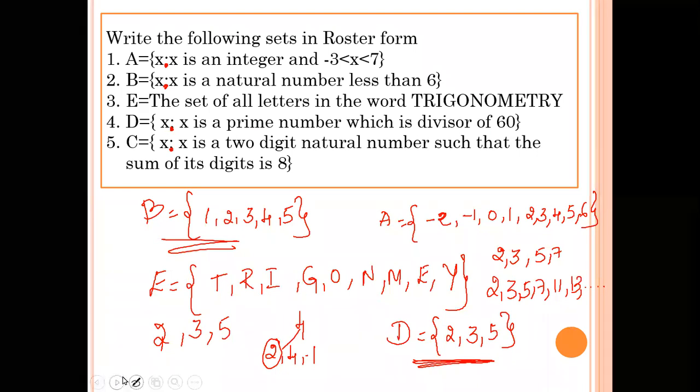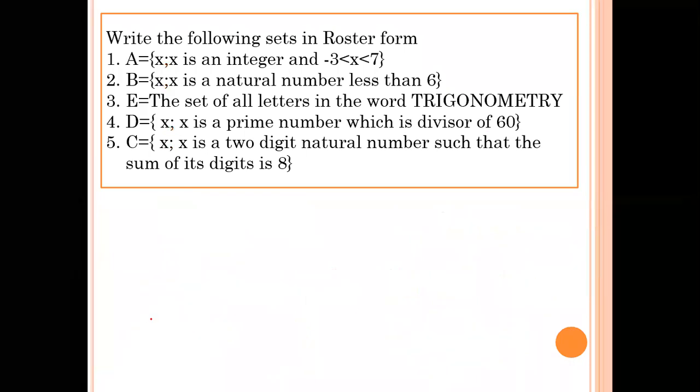Okay, next, what is the answer for the fifth one? X is such that x is a 2-digit natural number. Okay, you have to consider a 2-digit natural number. From where does it start? 10. Yes, good. Natural numbers start from 1, correct? But we need a 2-digit natural number, so 10 is the start.